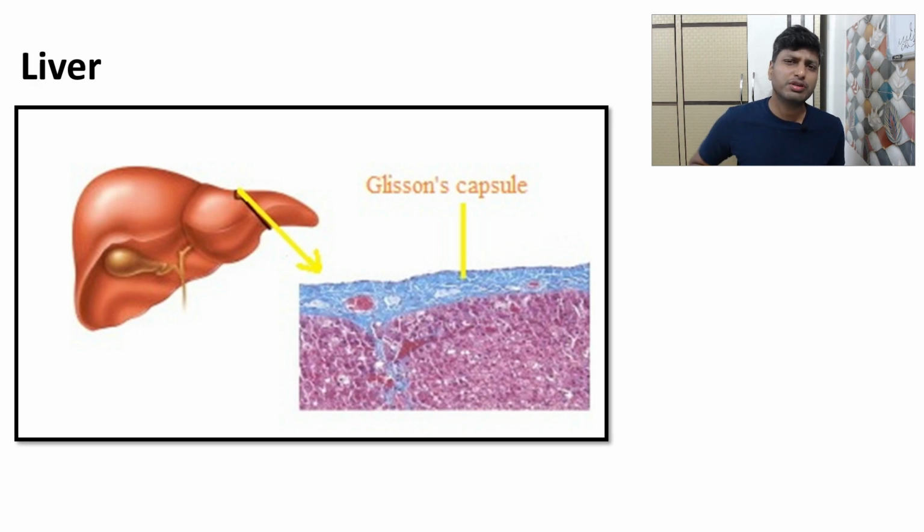Coming to the question, there was something called Glisson's capsule, which was mentioned in the question. What is that Glisson's capsule? Glisson is the name of the scientist. This is nothing but a covering of tissue. It's majorly the connective tissue. It helps in protection of the liver. So remember Glisson's capsule? Yes, for protection.